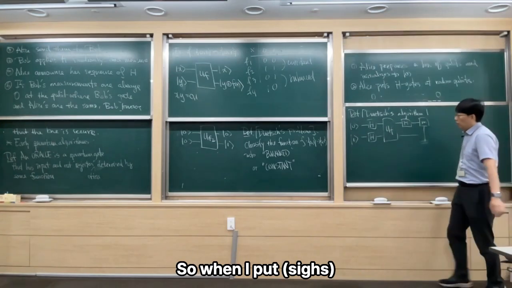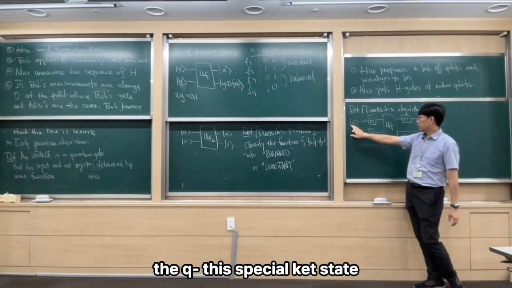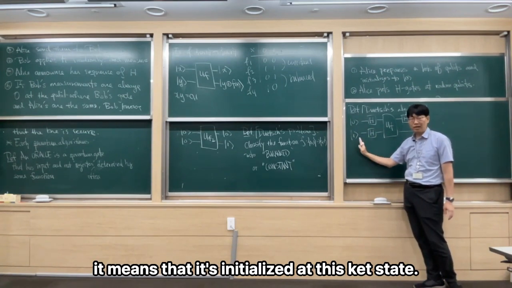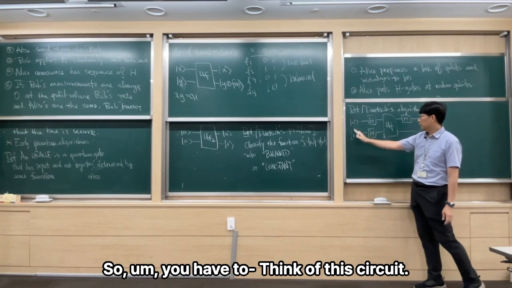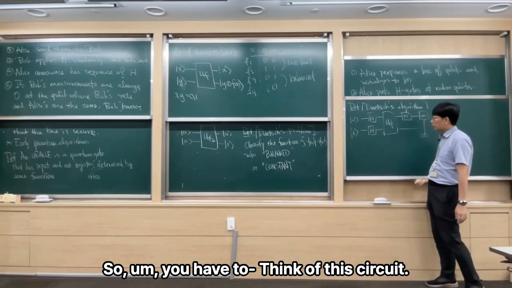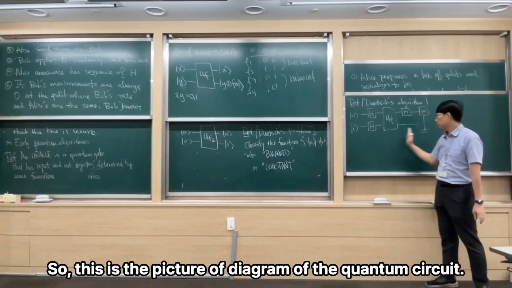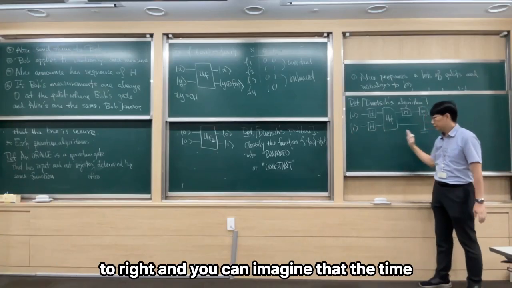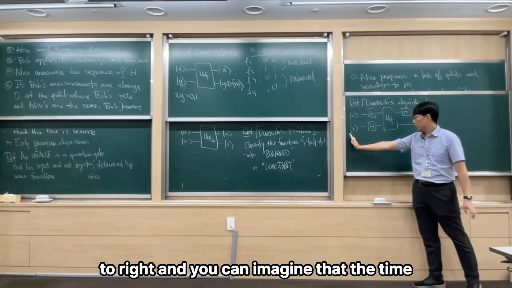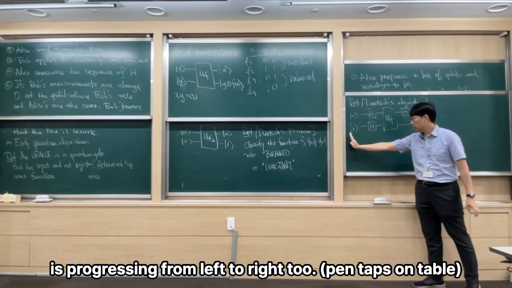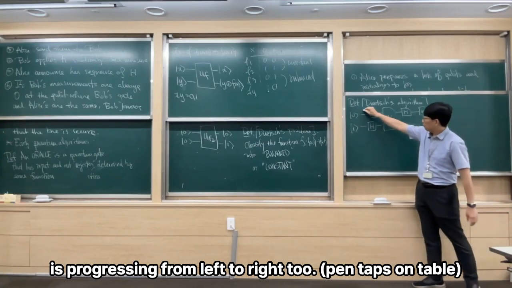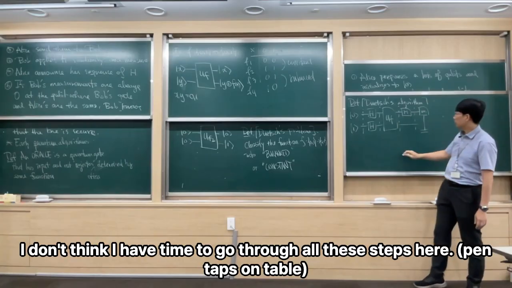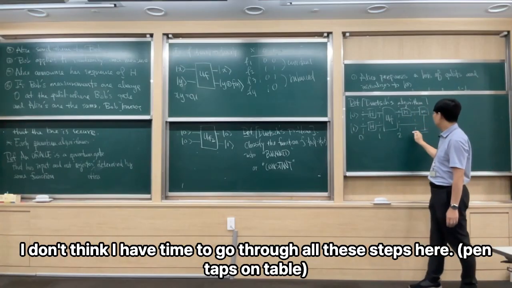When I put this special ket state at the beginning of the quantum circuit, it means that it's initialized at this ket state. You have to think of this circuit as a picture, a diagram of the quantum circuit. You read from left to right, and you can imagine that time is progressing from left to right too. Here I don't think I have time to go through all these steps.